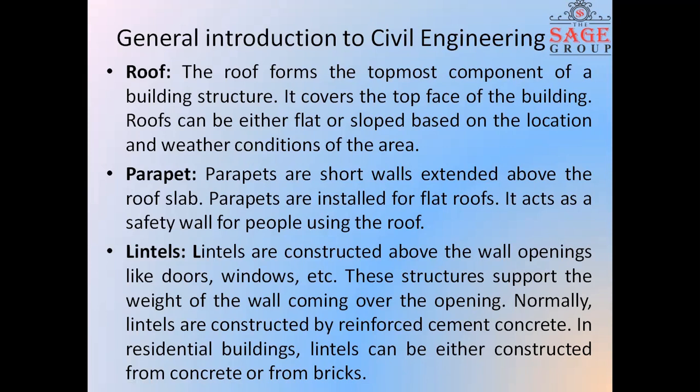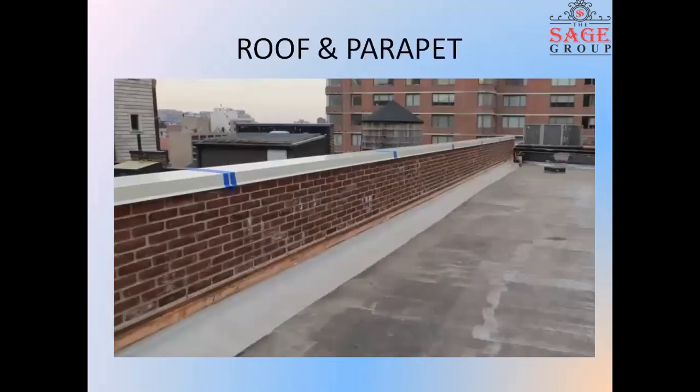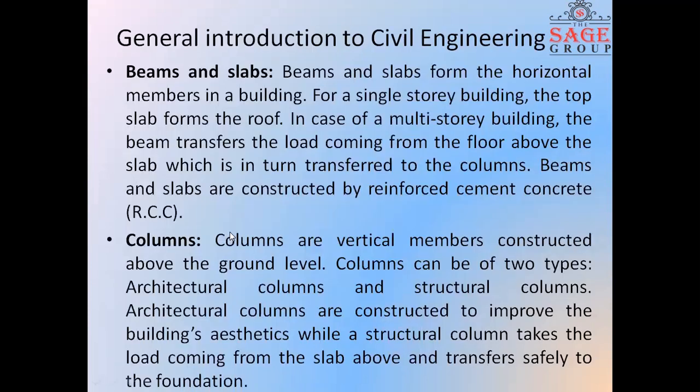load acting on the open area, and the extended portion helps to prevent the entry of rainfall and direct sunlight through the windows and the doors. So you can see the roof and the parapet. This is the roof and this is the parapet wall.